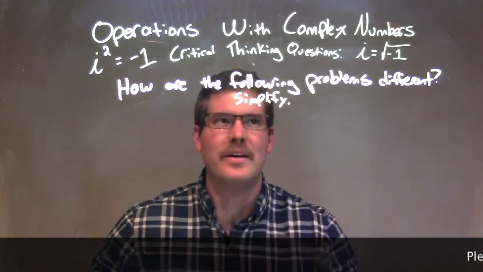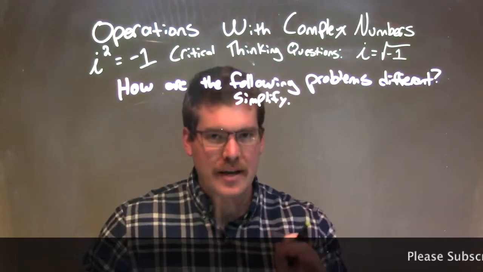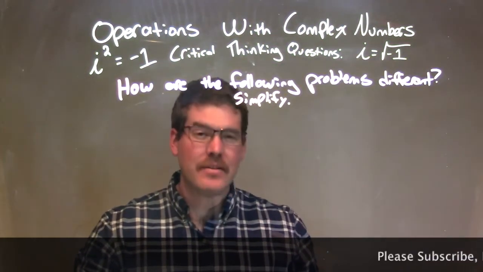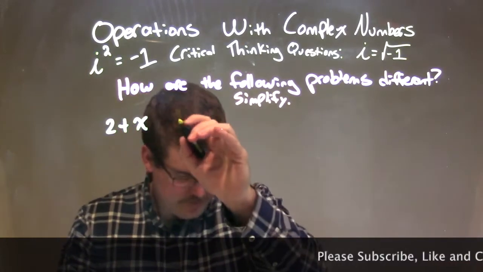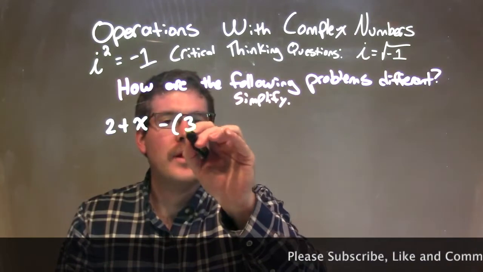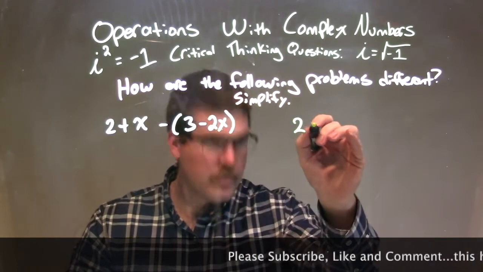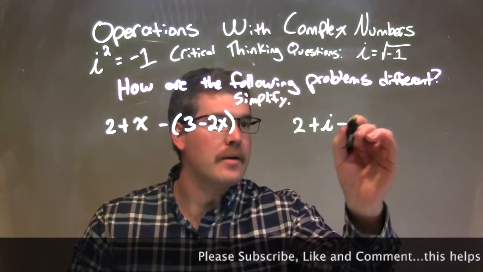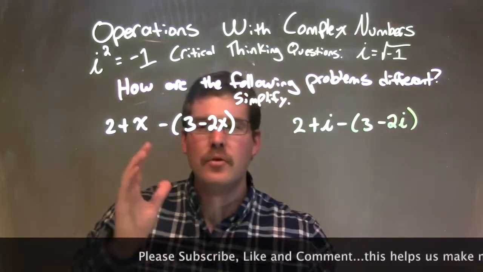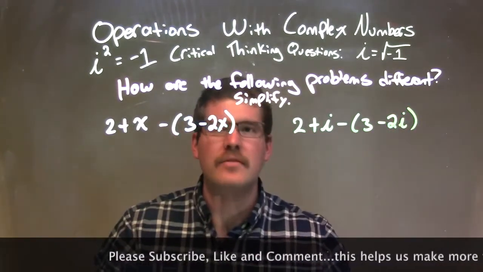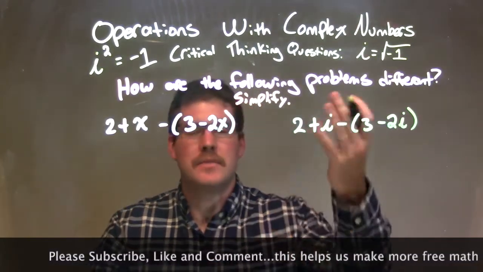And this is a critical thinking question. We're going to ask ourselves here, how are the following problems different? And we need to simplify each one to determine that. So if I was given these two problems, and I'll write them separately, 2 plus x minus 3 minus 2x. And the other problem is 2 plus i minus 3 minus 2i. So you can see these two problems are pretty much exactly the same, except one has the variable x and the other one has the letter i meaning imaginary number.